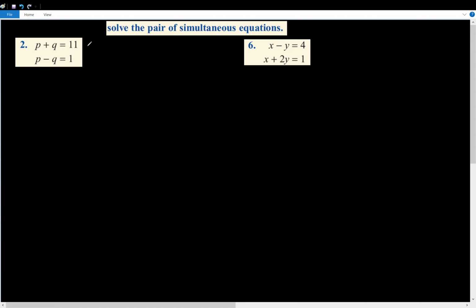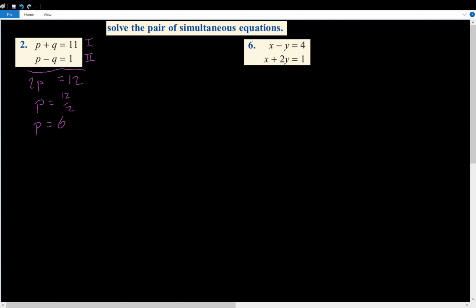In question 2, in equation 1, we've got p plus q equals 11. And in equation 2, we have p minus q equals 1. You notice that q has got the same number in front of it in both equations, and it's got different signs. So we don't need to do anything to change this yet. We can just draw a line underneath it and sum this down. So p plus p is 2p, and q minus q is 0, and 11 plus 1 is 12. So now we have 2p equals 12, which means that p is equal to 12 over 2, so p is equal to 6.